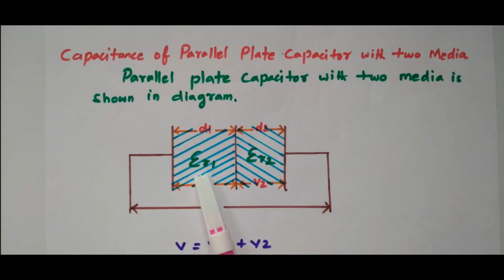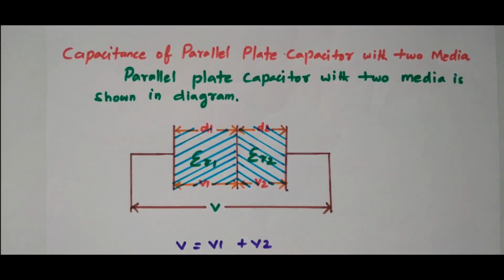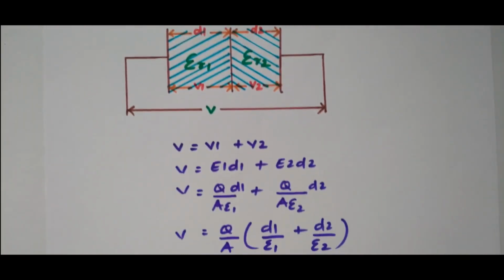The permittivity of the first dielectric material is epsilon R1 and the second dielectric material is epsilon R2. The thickness is D1 and this will be D2. The applied voltage is V. Total voltage applied across the parallel plate is V. The drop across the first dielectric material is V1 and the second one will be V2. So we have D1, D2, voltages V1, V2, and permittivities epsilon R1 and epsilon R2. So we'll go to the derivation.